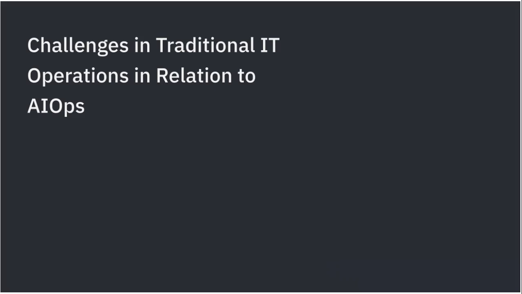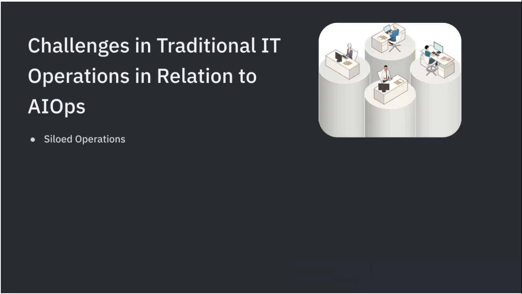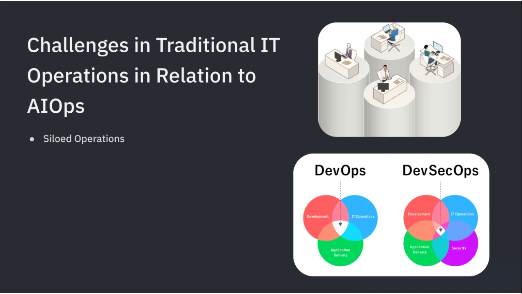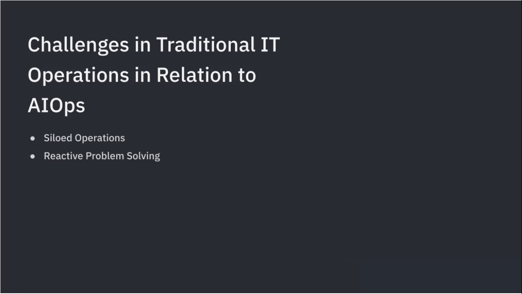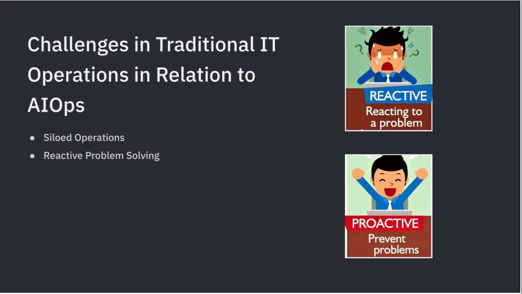Now, before AIOps, IT teams faced many challenges, such as 1. Siloed operations. Teams often work in isolation, leading to fragmented insights and inefficient troubleshooting. AIOps unifies data across the IT infrastructure, providing a comprehensive view of operations. 2. Reactive problem solving. Traditional methods address issues only after they arise, resulting in extended downtime and higher operational costs. AIOps uses predictive analytics to identify potential problems proactively, reducing downtime.